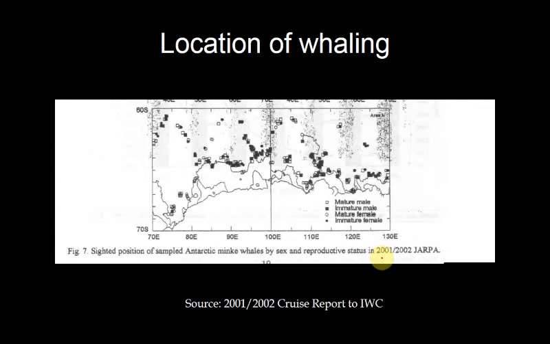Anyway, locations of whaling, they present a report each year about where they've whaled. They present it to the International Whaling Commission as part of their effort to say that they're doing research. This is a map from the 2001-2002 report to the International Whaling Commission. It shows where they have killed minke whales.